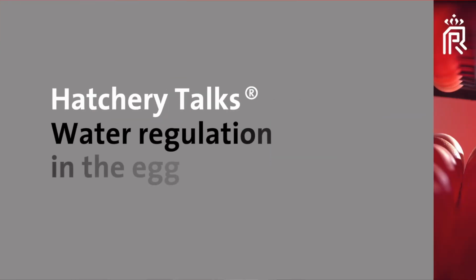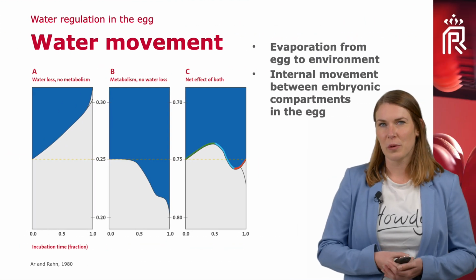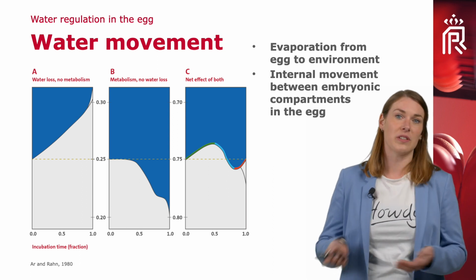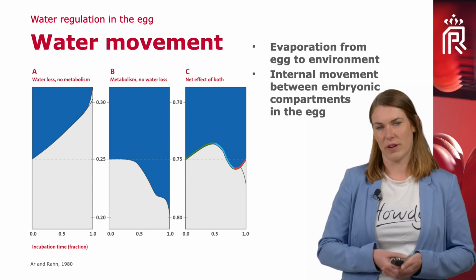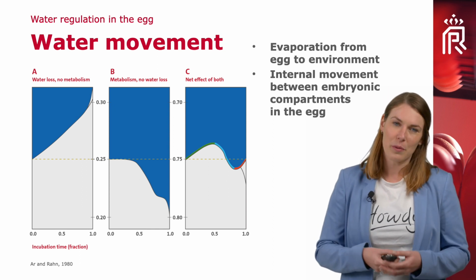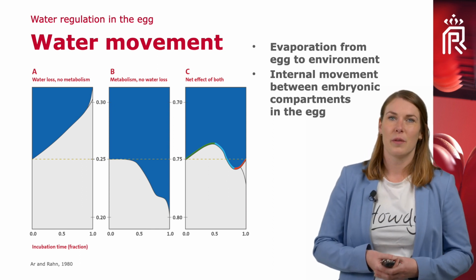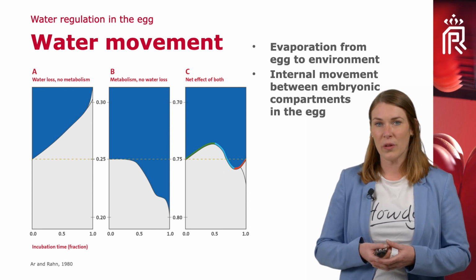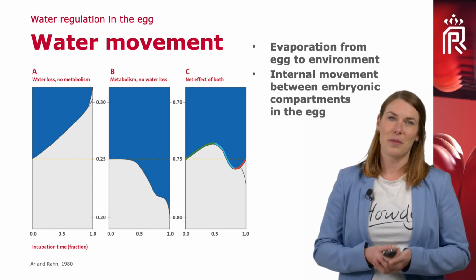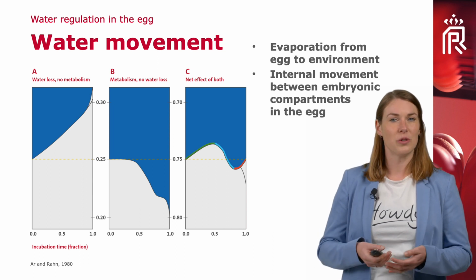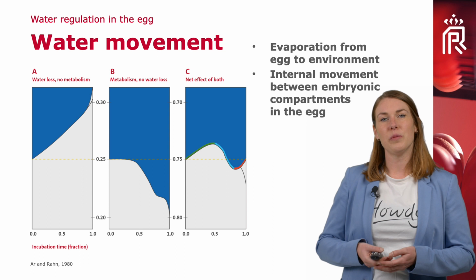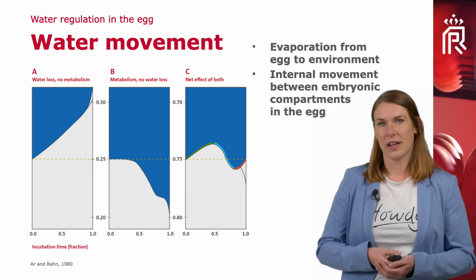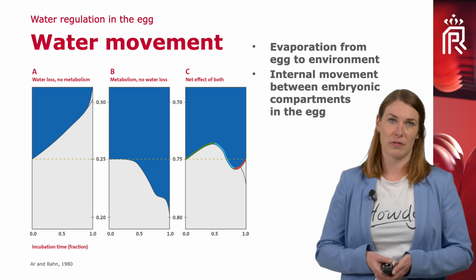So before we start to talk about egg weight loss itself, I think it's important to look at the water regulation within the egg. So where is all this water coming from? When I ask people, everyone always tells me the water is evaporating from the egg to the environment. And of course, they're correct, but there is more to it. Because water has to come from somewhere, and we all know eggs are not filled with water. But luckily, the internal fluids do contain water. And through internal movement between different compartments in the egg, water can continue to evaporate to the environment.